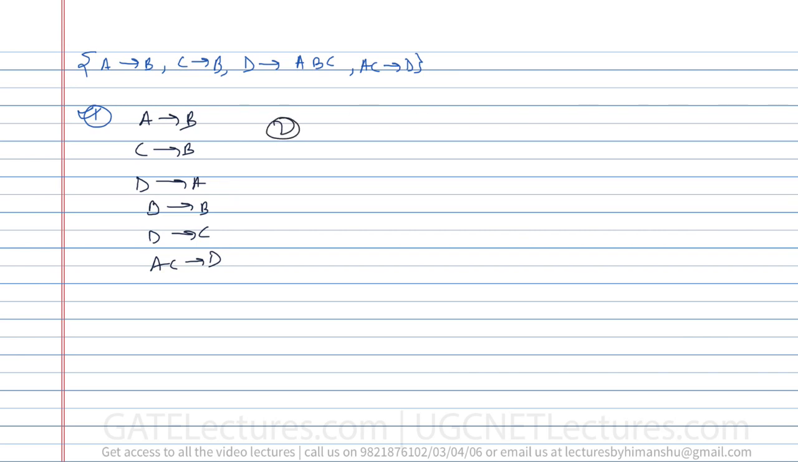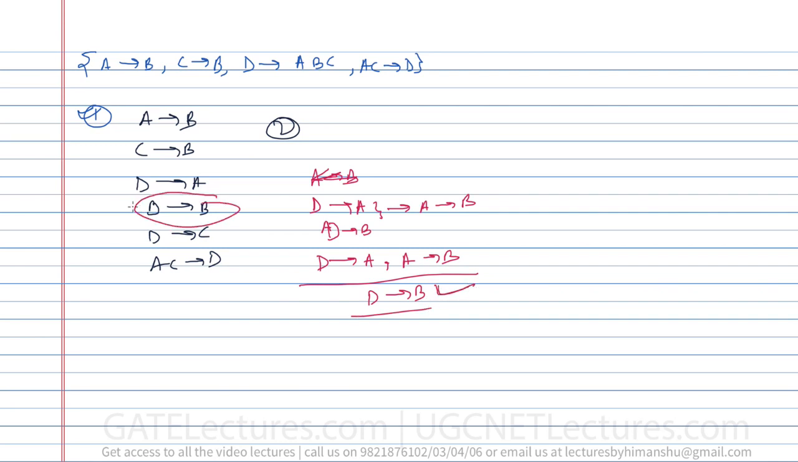Now in step 2, is there any transitive functional dependency which is occurring? Okay, so D determines A is there, and D determines B, and A also determines B. So you can see D determines A determines B, so obviously D determines B. This is already present, so it is transitive, so we do not require D determines B. We can remove it.